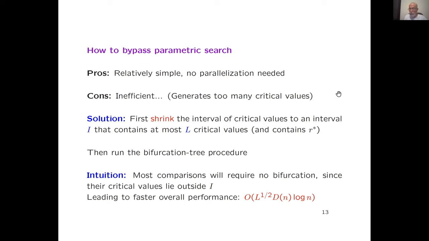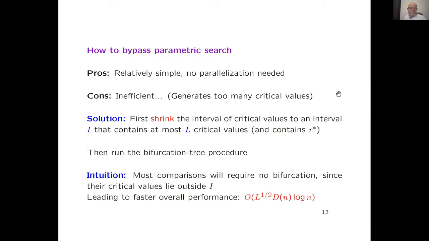So the idea, still going back to this older paper, is to first shrink by another method the interval of critical values to an interval I that we know in advance does not contain too many critical values, say at most L of them for some parameter L, and then we run the bifurcation tree procedure. Now here we are likely to gain a lot, because if we have restricted R star so that there are only very few critical values in the interval, it means that for most comparisons we will know the answer right away, and we will not have to bifurcate, because the critical values will lie outside the interval. And that's how we gain.